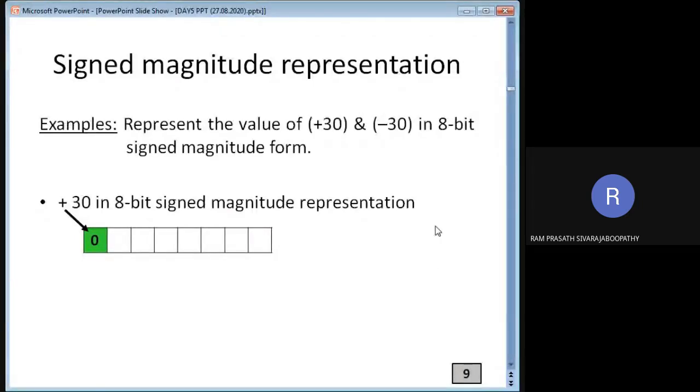Mukund sir, am I audible? Audible, Ram sir. Okay, nobody is typing answer. That's why I asked.